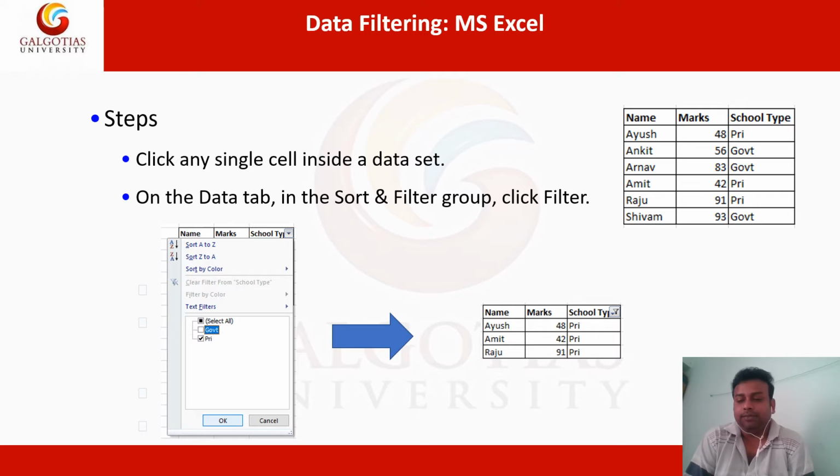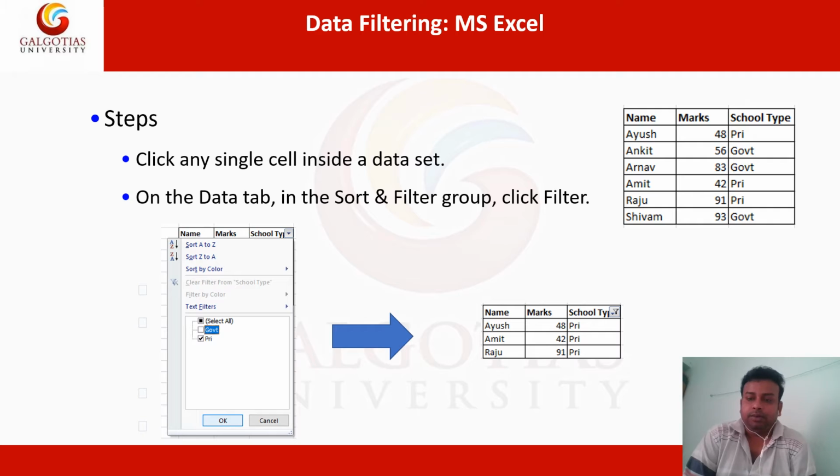To perform the filter operation, first you have to go to the Data tab. There is the option Sort and Filter. You have to click the Filter option. After that, whichever things you want to filter, you can tick on that, then the filtered data will appear. As the picture illustrates, the operation is performed in that way.